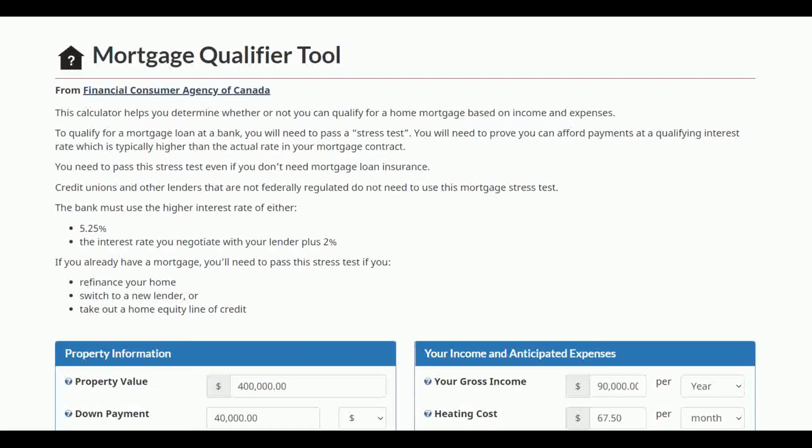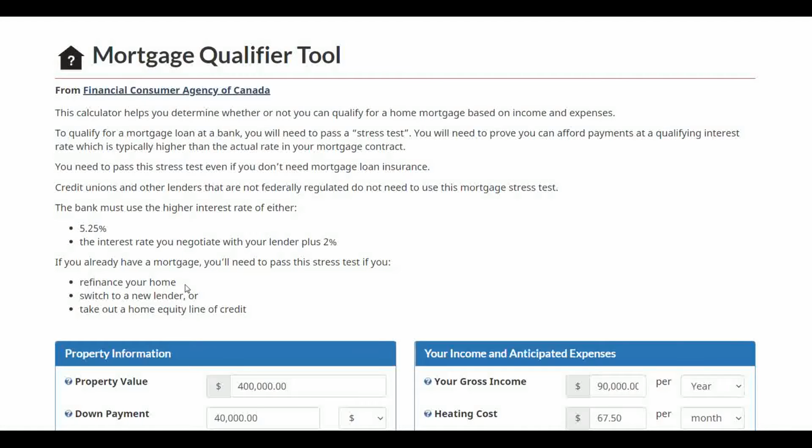The first thing you should do is read through the little preamble here. It explains what a qualification rate is, it explains the stress test. Essentially, the stress test is a way for the government to have some insurance to make sure you can pay for the mortgage in an increasing rate environment. So if the rates were to go up, you want to make sure that you have the ability to make those payments. Now, this means that you're going to be qualified based on one of two rates.